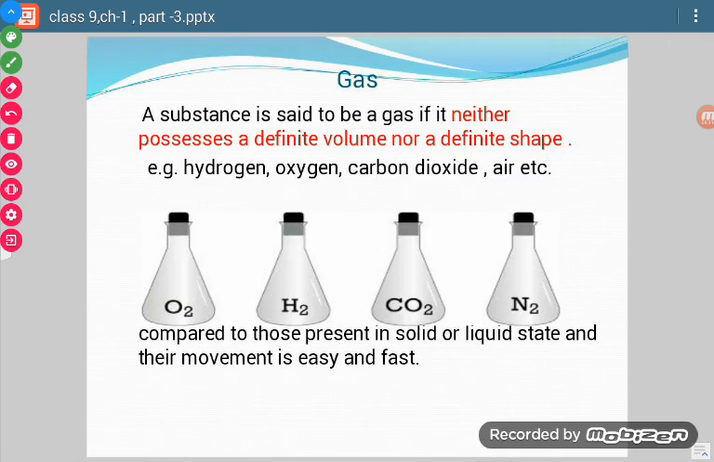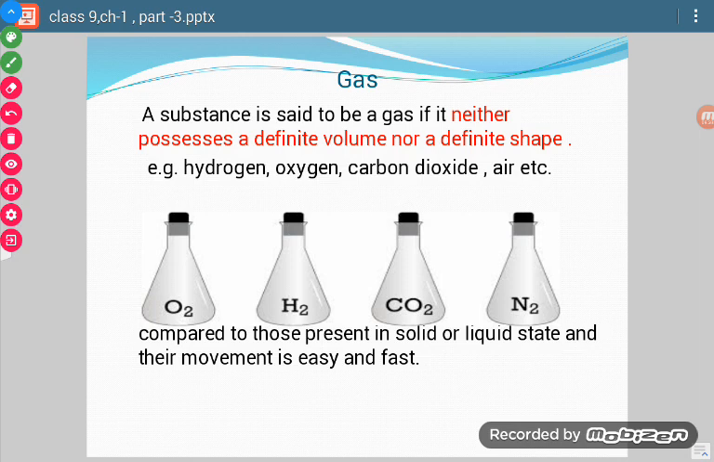Now see, gas. A substance is said to be a gas if it neither possesses a definite volume nor a definite shape compared to those present in solid or liquid state, and their movement is easy and fast.